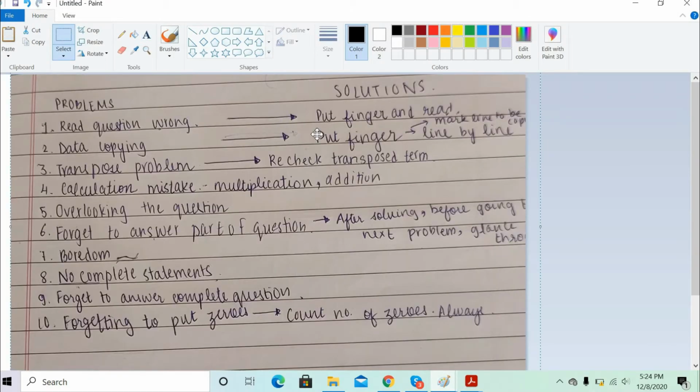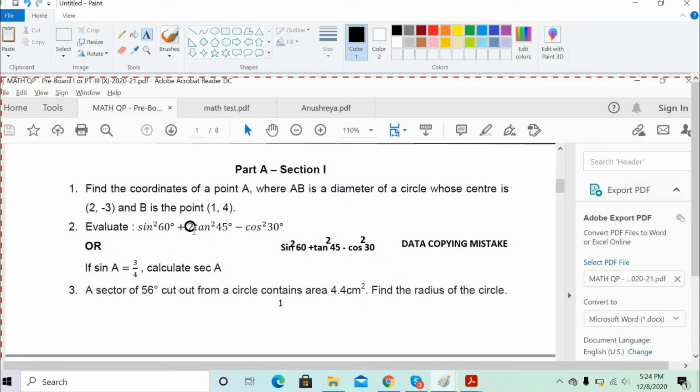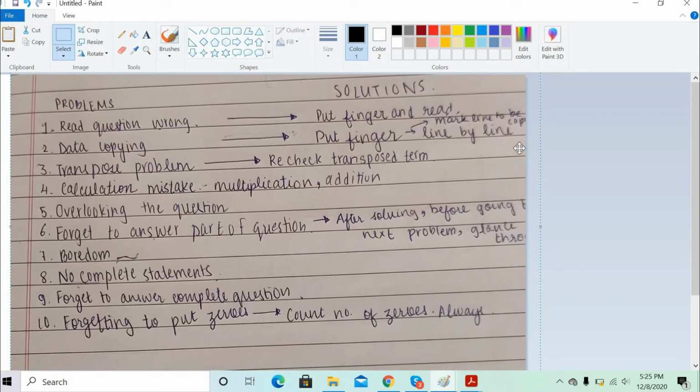The solution is, put your finger and mark the line to be copied, line by line. So what does it mean? Whichever line you're copying in the question paper, put your finger on it and then copy the data. When you put the finger, your mind, brain and hand work together, so this kind of mistake can be avoided. So always ensure that you put your finger and then write the data line by line. That will ensure you do not go wrong in that part.